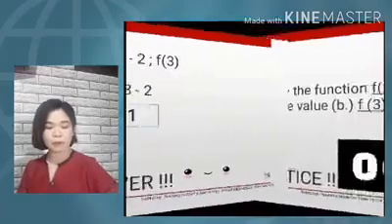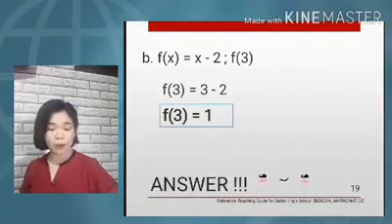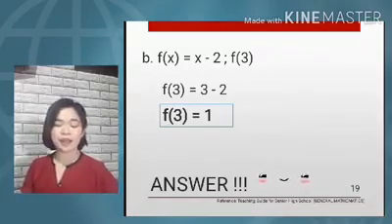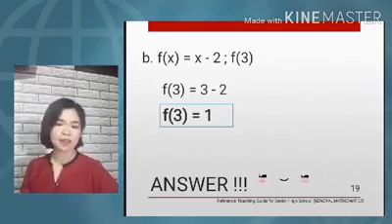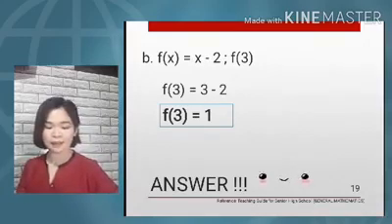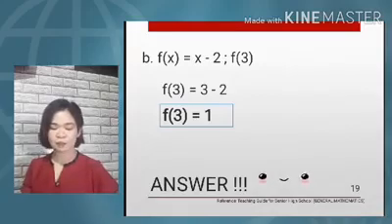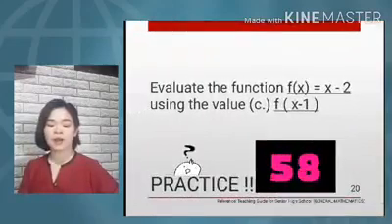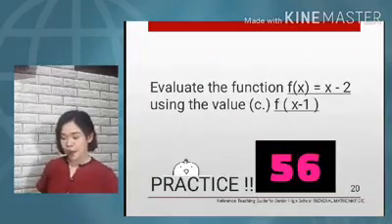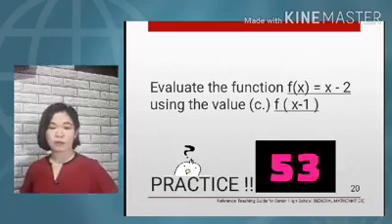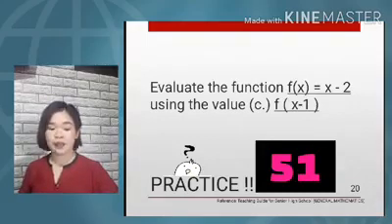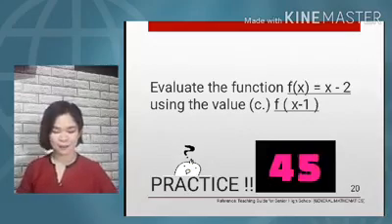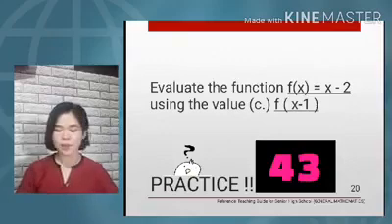The value of x, that will be f of 3 is equal to 3 minus 2. So 3 minus 2 is simply 1. Therefore, f of 3 is equal to 1. If you have the same answer, you got it right. Next. Same function, f of x is equal to x minus 2, and the value of x is x minus 1. So don't be afraid, this is just a simple expression. You can do it. Time starts.